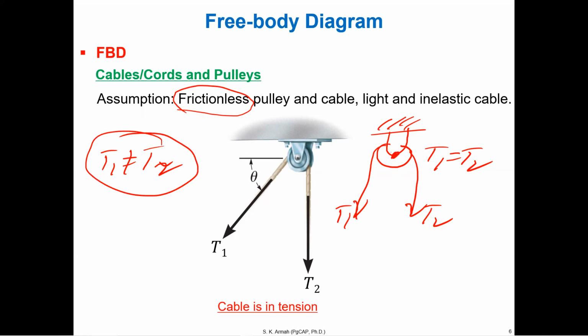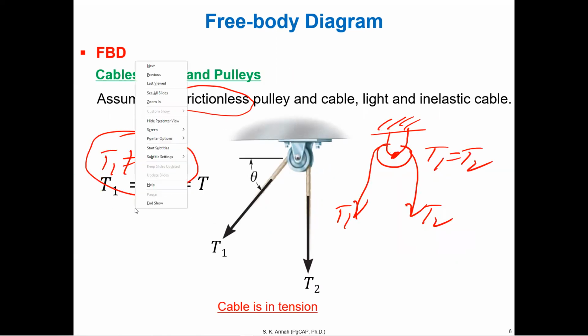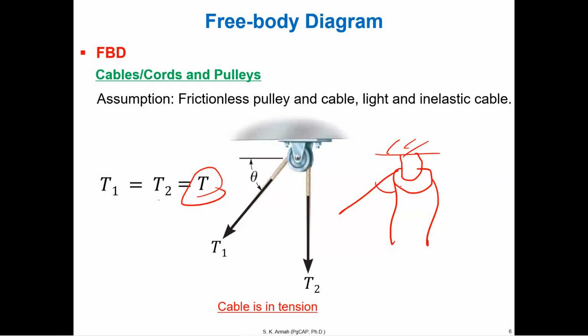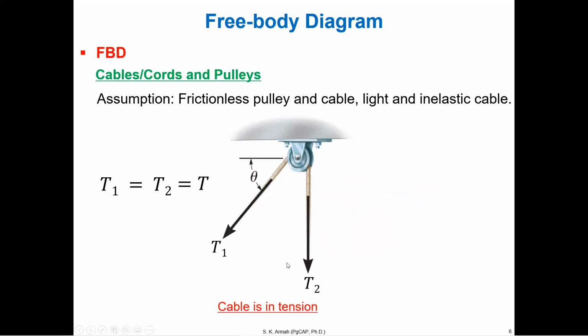Let me clear the screen. Instead of saying T1, T2, we just call it the tension T. It doesn't matter whether the ropes are like this, or at an angle theta, so long as the pulley is frictionless. So these are a few things that we are coming up with to make our model.